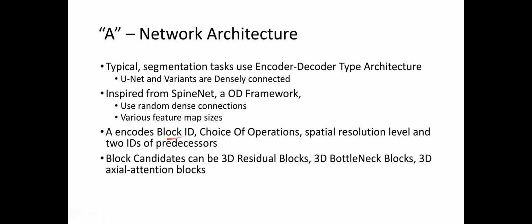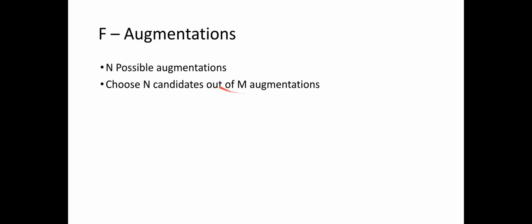The possible types of blocks can be residual blocks or bottleneck blocks, or you can even use an axial attention block. And n such blocks in a whole network can be used. Now, going over the choice of augmentations in a one-dimensional vector, you can choose at most n out of m augmentations. So let's say the vector is 2-dimensional. In the first cell, you can say random crop, and in the second cell, horizontal flip. So m such augmentations will be there, and you fill in the n-dimensional vector.